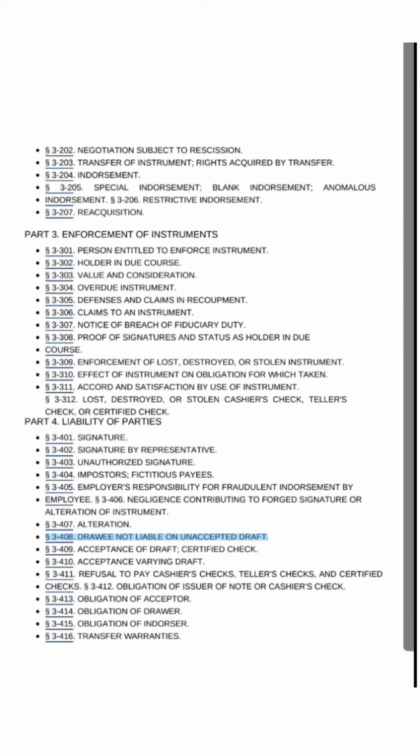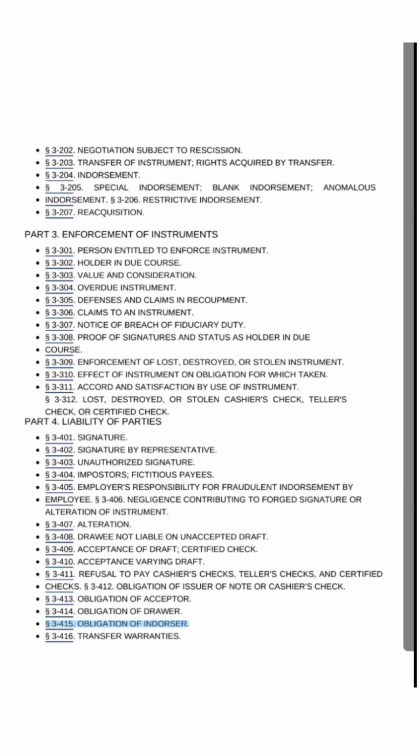3-408. Drawee not liable on unaccepted draft. 3-409. Acceptance of draft, certified check. 3-410. Acceptance varying draft. 3-411. Refusal to pay cashier's checks, teller's checks, and certified checks. 3-412. Obligation of issuer of note or cashier's check. 3-413. Obligation of acceptor. 3-414. Obligation of drawer.